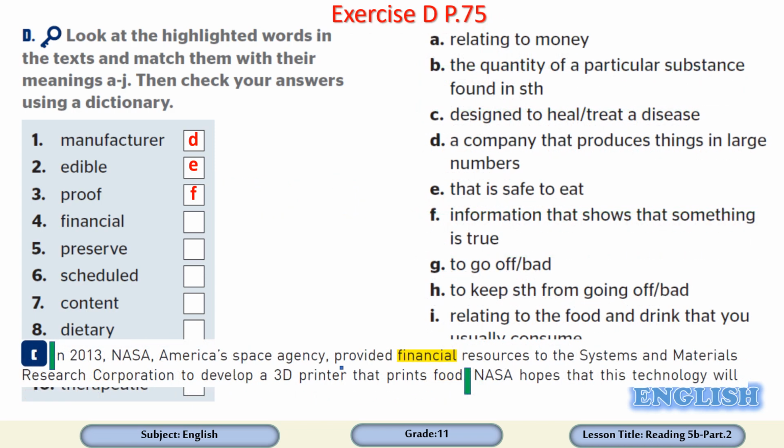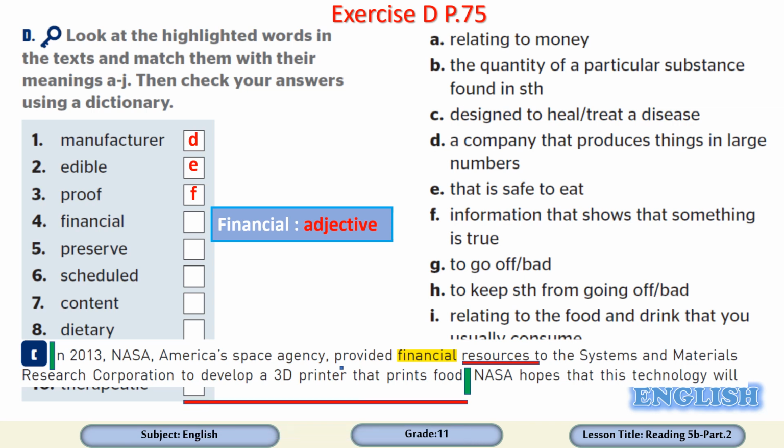Number 4 now, and the unfamiliar word is financial. If you look at the sentence, it's used before the word resources, which is a noun. So what part of speech is the word financial here? Excellent. It's an adjective. Look at the word resources. What are they used for? To develop a 3D printer that prints food.